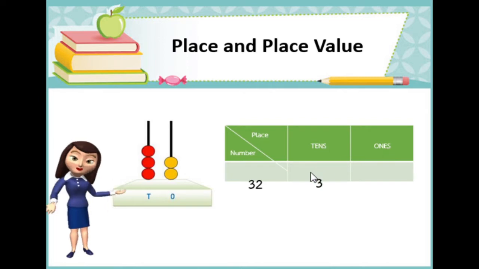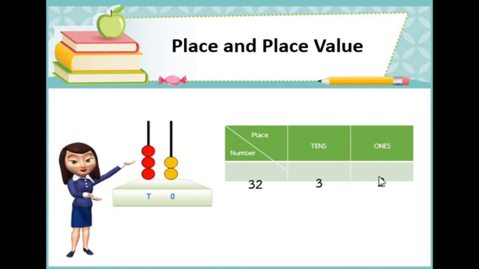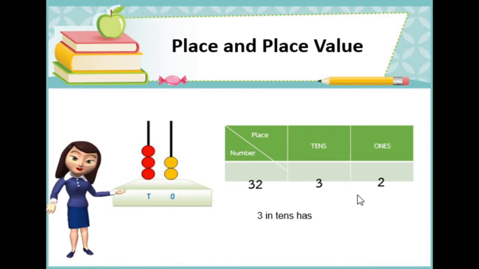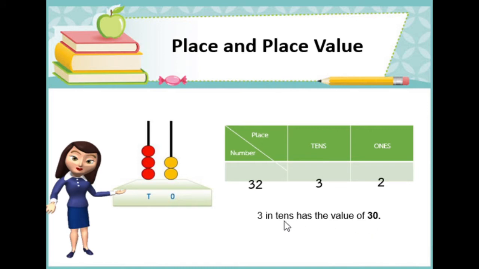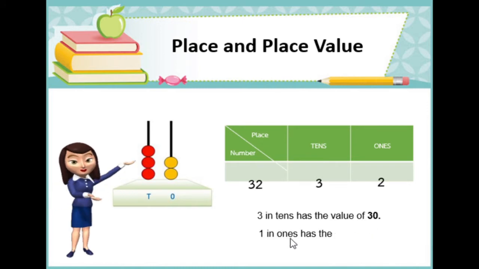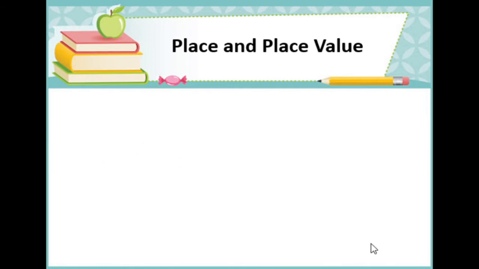3 is in the tens place, and in the ones, we have the 2. 3 in tens has the value of 30 because 3 tens is equal to 30. 2 in the ones place has the value of 2. Another example.